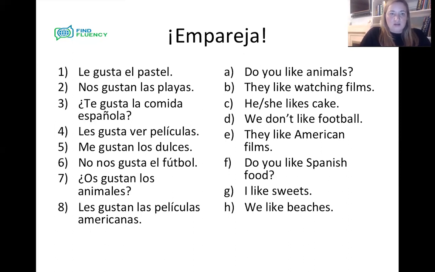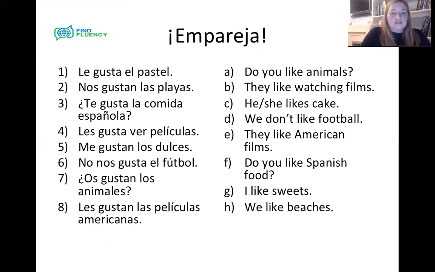Please have somewhere that you're keeping your vocab and that you can refer back to and learn it as you go along, okay? So number 1, le gusta el pastel. Number 2, nos gustan las playas. Number 3, te gusta la comida española. Number 4, les gusta ver películas. Number 5, me gustan los dulces. Number 6, no nos gusta el fútbol. Number 7, os gustan los animales.